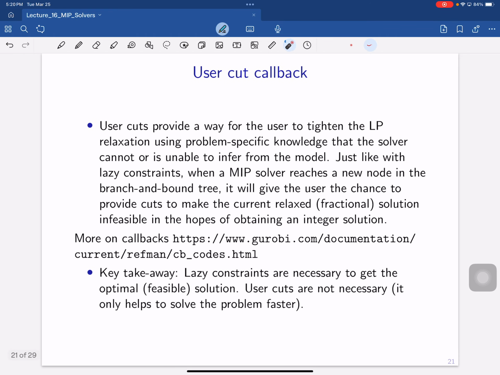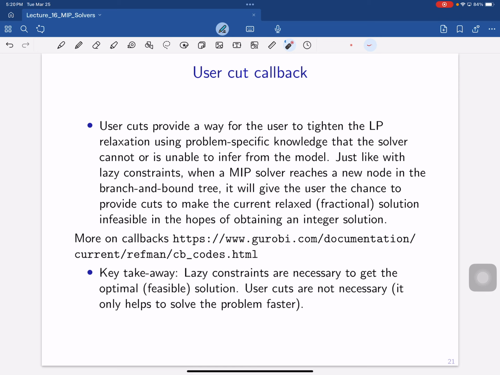The other type of callback is the so-called cut callback. The difference between cut callback and lazy callback is the following. All the lazy constraints are necessary to make sure the solutions are optimal, like the subtour elimination constraints. You have to make sure all the subtour elimination constraints are satisfied in order to certify a solution is optimal. You know that most of them are redundant, but at the end of the day, you have to make sure all of them are satisfied for the solution to be optimal.